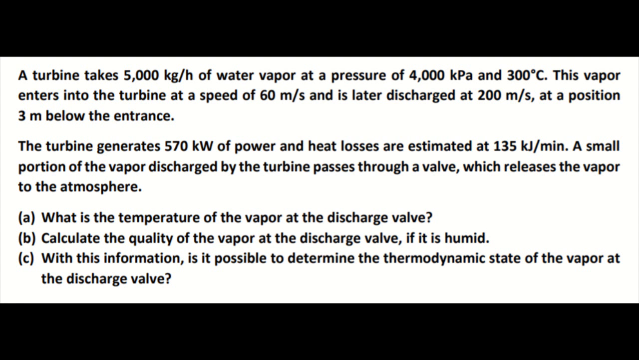A small portion of the vapor discharged by the turbine passes through a valve, which releases the vapor to the atmosphere. We want to know, A, what is the temperature of the vapor at the discharge valve? B, we want to calculate the quality of the vapor at the discharge valve, if it's humid or not. And C, we want to know with this information if it's possible to determine the thermodynamic state of the vapor at the discharge valve. So let's get going.